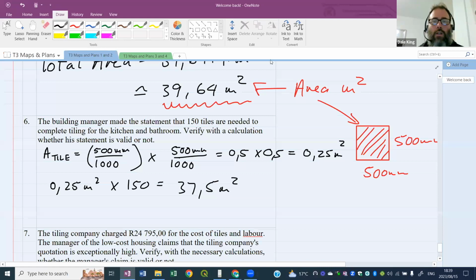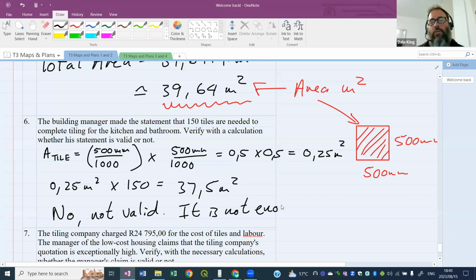I think Ben's gone already. Yeah. It's not valid. He says 150 is fine. That only gives you 37.5. Our area is 39.64. It's not enough. It's not valid. Right. So no, not valid. It is not enough. Okay. No, it's not valid. It's not enough. We got 37.5 that he says, and we need 39.64.